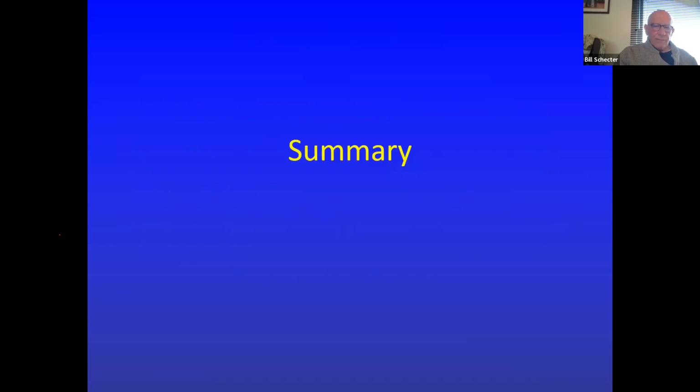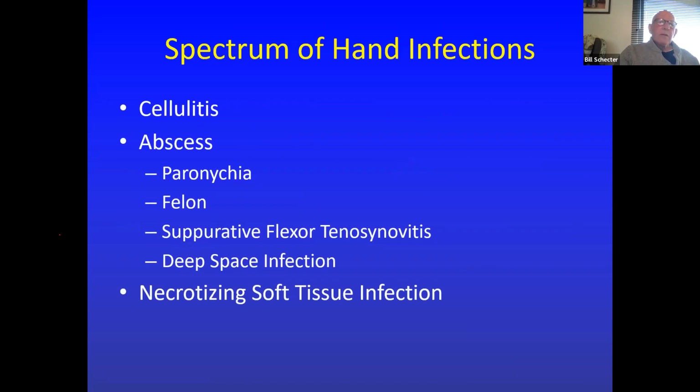So in summary, there's a spectrum of hand infections that goes from cellulitis to various kinds of abscesses, paronychia, felons, suppurative flexor tenosynovitis, deep space infections in the hand, all the way to necrotizing soft tissue infections.